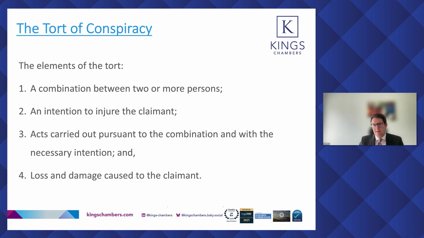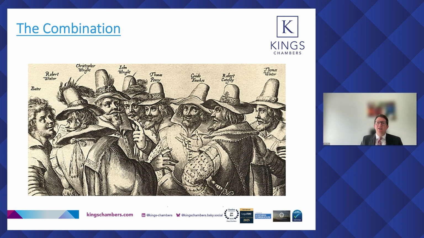Now, the idea is to keep this talk bite-sized, so we're not going to look at all of those elements, but we're going to look at the ones that I think are perhaps the most interesting. And that starts with the combination. Now, here we have a picture of probably the most famous conspiracy in English history, the Gunpowder Plot of 1605. And these gentlemen were very kind. They stood still long enough to enable somebody to take an etching of them conspiring and entering into their combination.